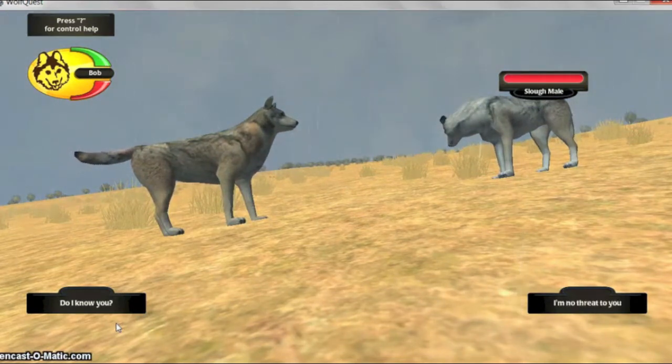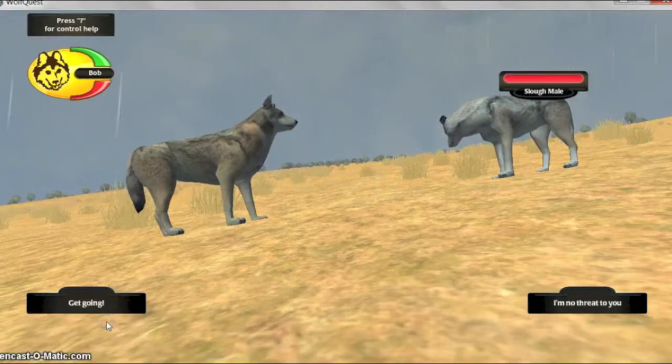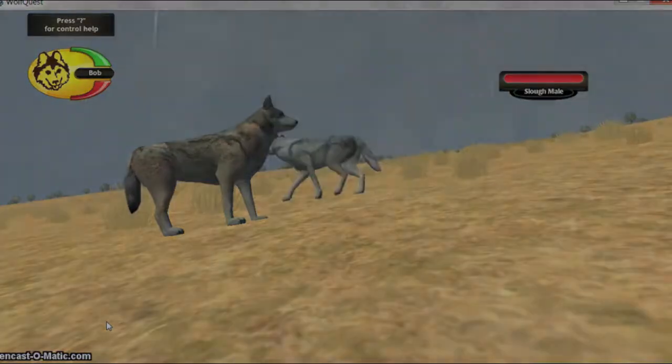and attempt to attack and drive out the other wolf. Like this, you can say, okay, I'll leave, or get going. Either you go away or they go away. And I'm pretty sure he'll go away now. And yeah.